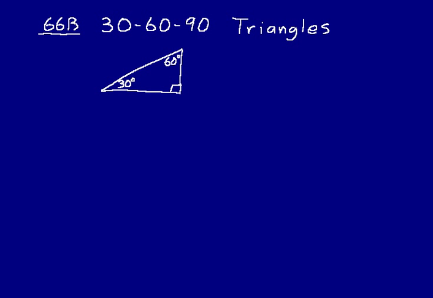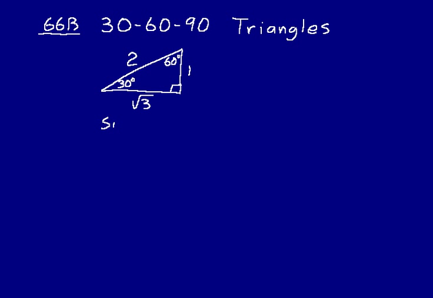Part B of this lesson is on 30, 60, 90 triangles, and that's just a common right triangle that you see a lot when you're working with trigonometry. Now there are an infinite number of 30, 60, 90 triangles, but their sides are always the same proportion. And so one of those 30, 60, 90 triangles has an opposite side of 1, an adjacent side of the square root of 3, and a hypotenuse of 2.